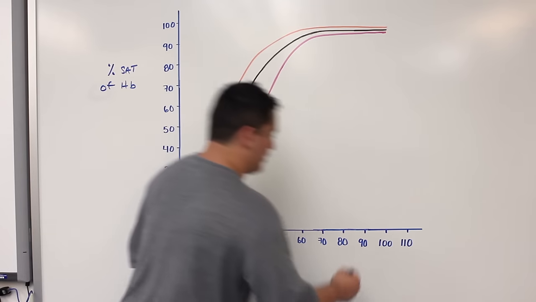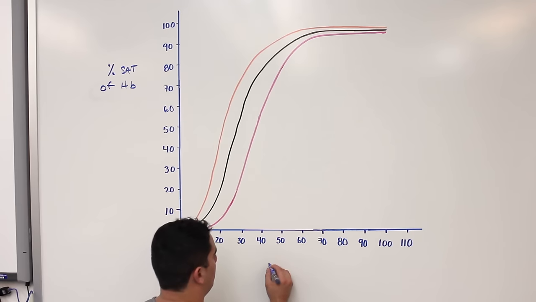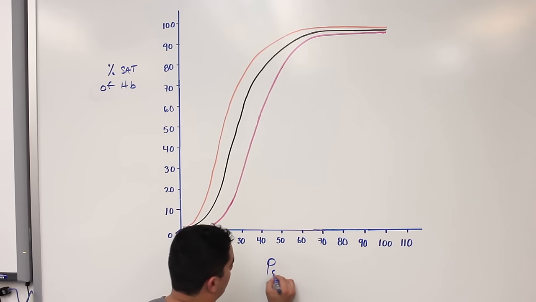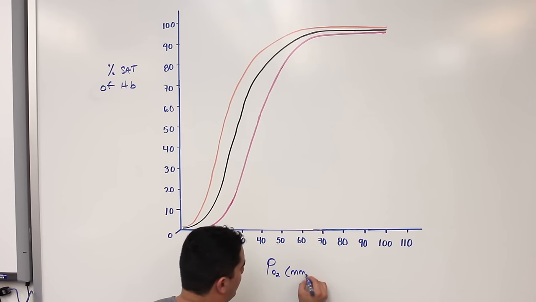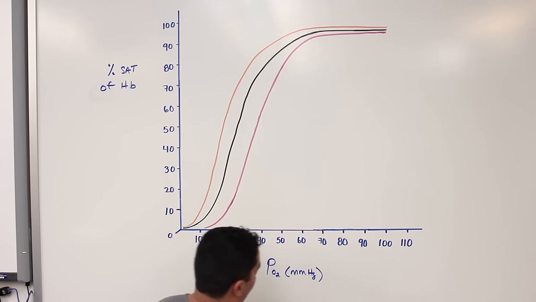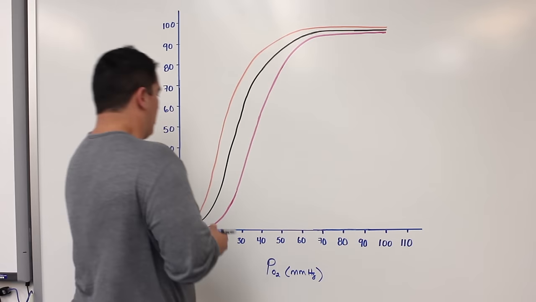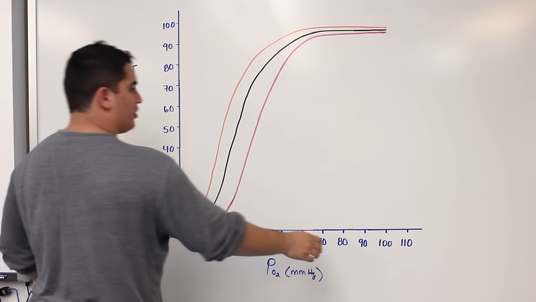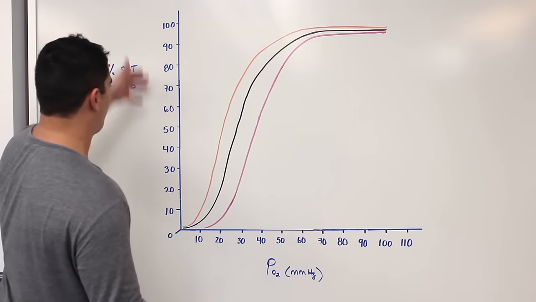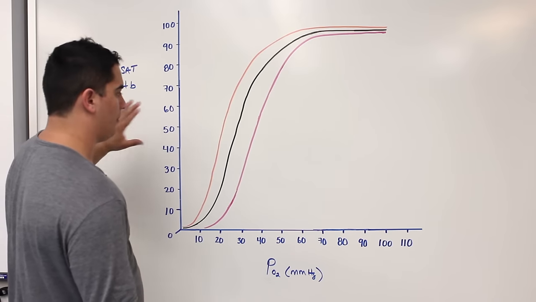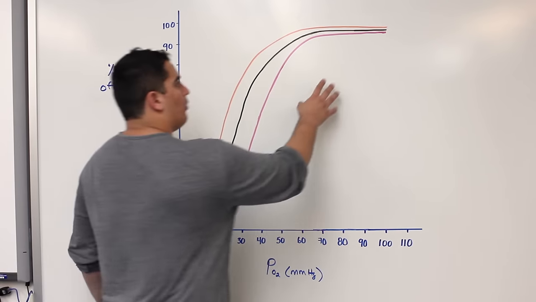On the x-axis, we're going to have the partial pressure of oxygen. Particularly, we're going to use it in millimeters of mercury. Okay. So now we have the x-axis, partial pressure of oxygen in millimeters of mercury. On the y-axis, we have percent saturation of hemoglobin. Good. That's good.